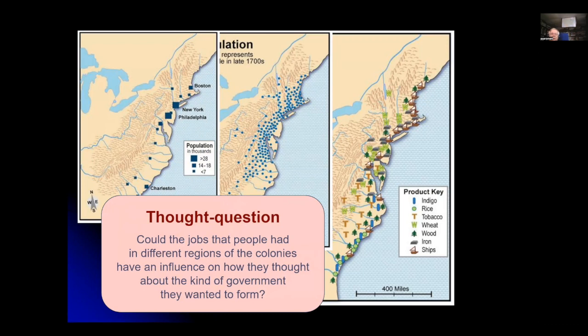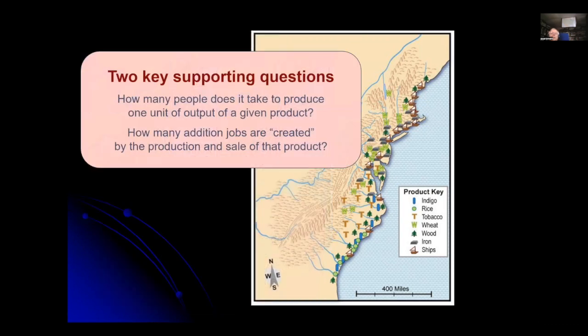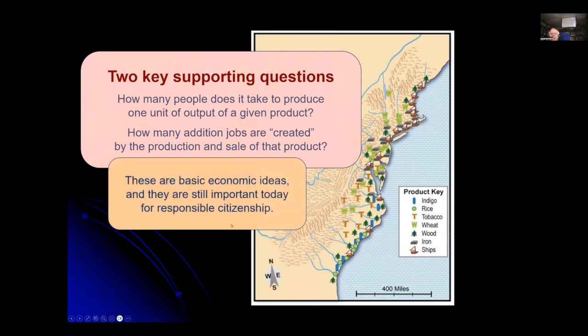And this is one of the things that you want to watch for as your kids are doing the colonies game. Are they really paying attention to the jobs and the spin-off jobs that are created by having a job like an iron mine? How many people does it take to produce a unit of output? And how many additional jobs are created by the production and the sale of that product? These are the economic activities and ideas that are still important for responsible citizenship today.